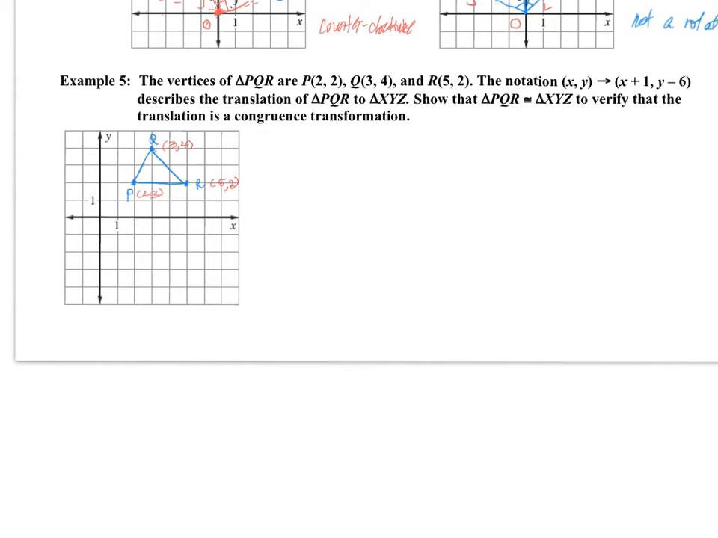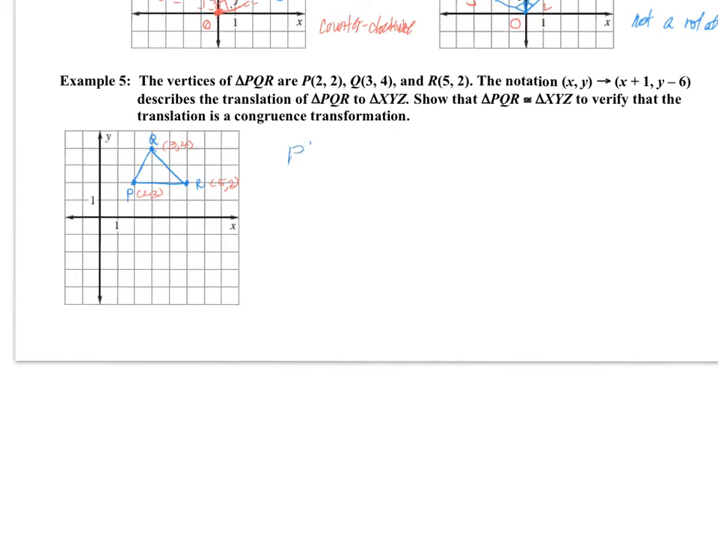Example 5. The vertices of triangle PQR are (2, 2), (3, 4), and (5, 2), which I've already drawn in for you. The notation (x, y) to (x + 1, y − 6) describes the translation of triangle PQR to another triangle XYZ. Show that triangle PQR is congruent to triangle XYZ to verify that the translation is a congruent transformation. So let's take a look at the transformation first.